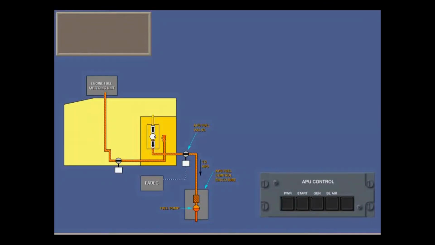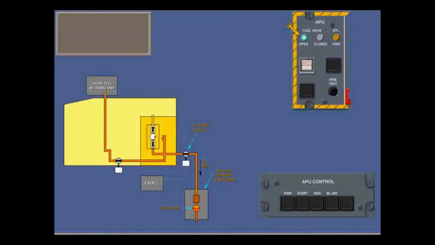Fuel goes initially to 2 igniters. On the APU fire panel, the APU fuel valve open and closed lights confirm the fuel valve position. Now you can start the APU. Touch the Start switch light. The APU starts to spool up. The starter segment illuminates.